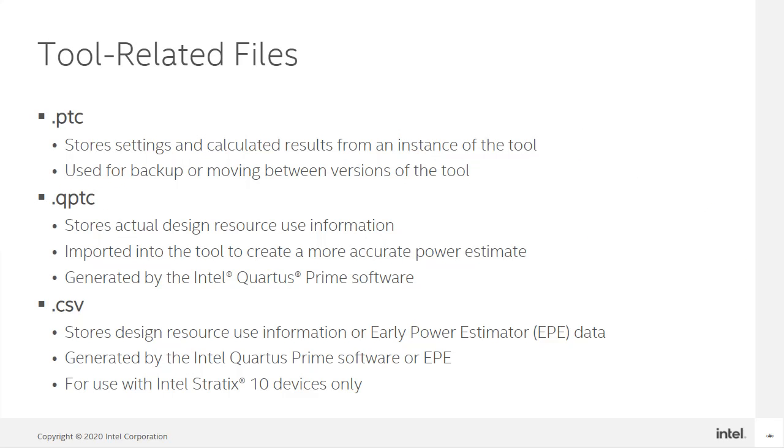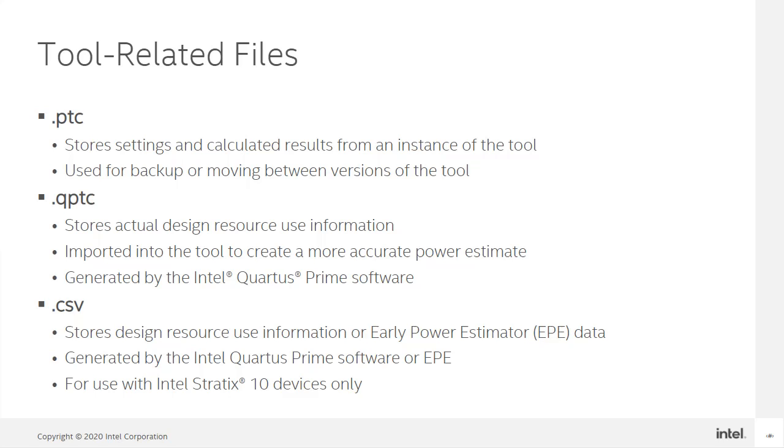The file types listed here are used with the PTC. First, a .ptc file is the main file type used to store all the settings input into the tool and all calculated results based on those inputs. Use it for backing up the information you've entered into the tool and for moving that information into a different version of the tool if necessary.